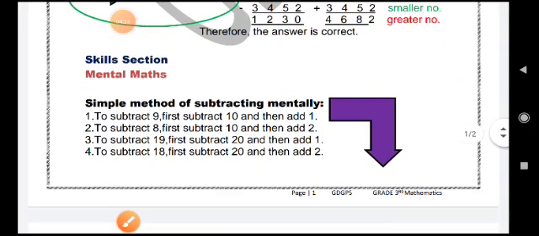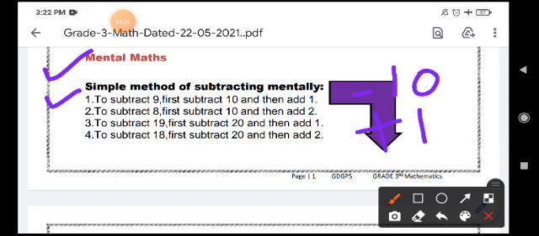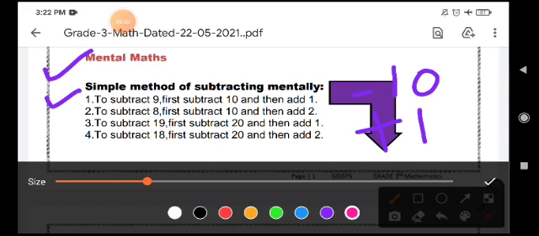Now, we'll move towards the skill section. We are having mental maths first. Here we will learn how to solve subtraction problems mentally without using pen and paper. Students, the first rule is when you are going to subtract 9 from any number, first subtract 10, then add 1.